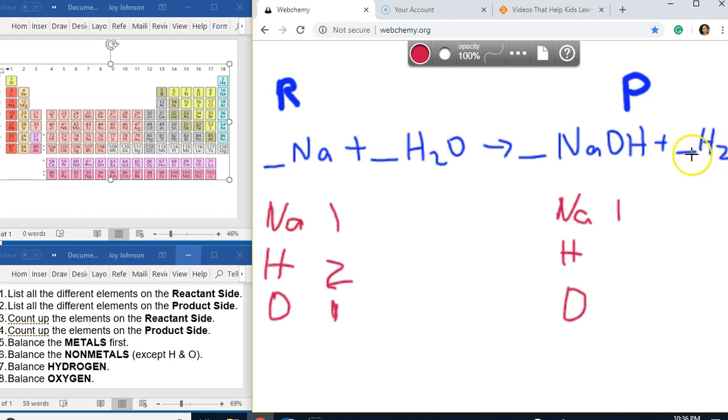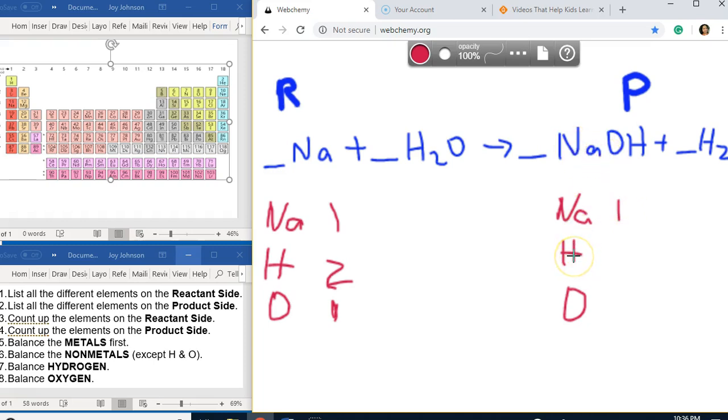This is the subscript. You cannot change the subscripts though. This H2 and H2 right here, that stays there. You can only change the number in front, which is the coefficient. Just remember that you cannot touch these numbers, which we call the subscripts. You can only change the coefficients.